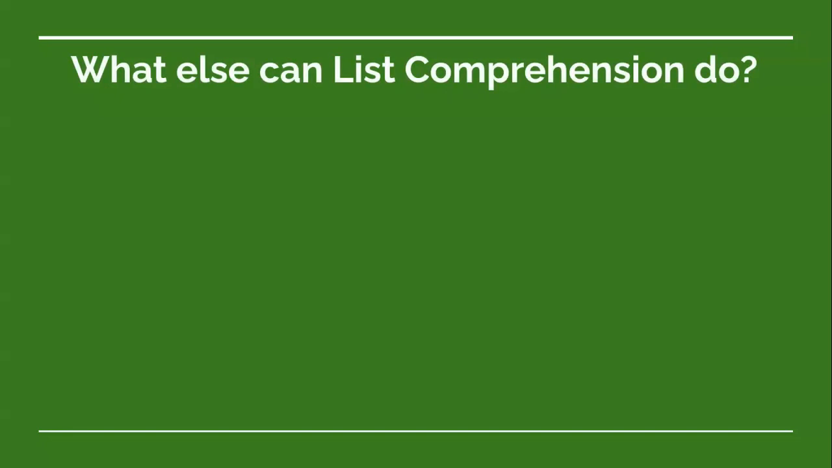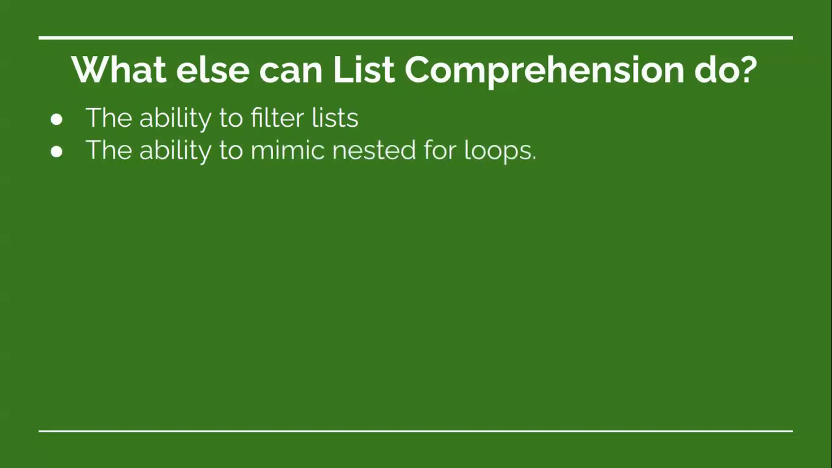What else can list comprehensions do? The examples above are cool, but it would be rather sad if list comprehensions were incapable of anything more complex. There are two particular features which I want to highlight here. 1. The ability to filter lists, and 2. The ability to mimic nested for loops.